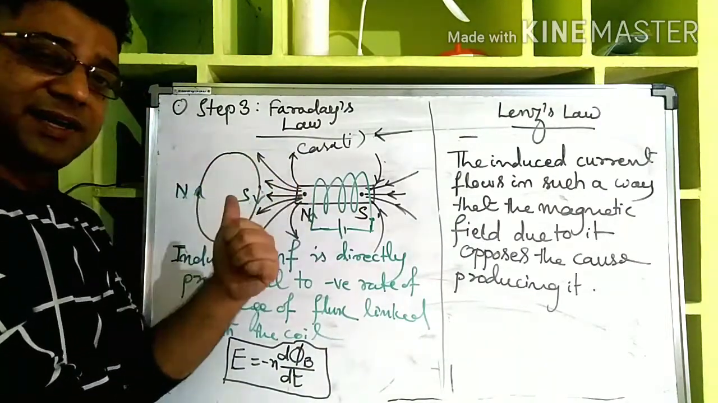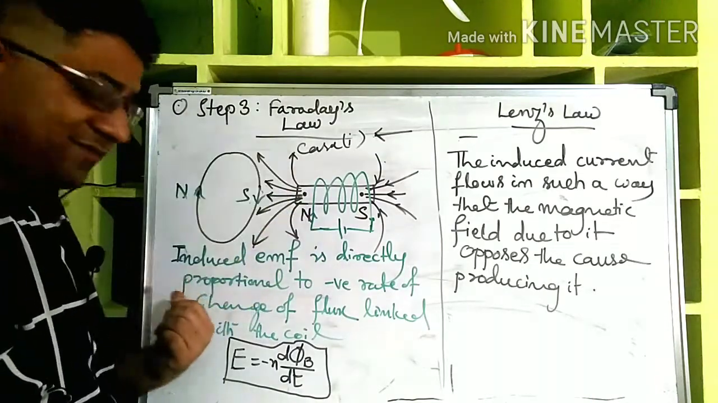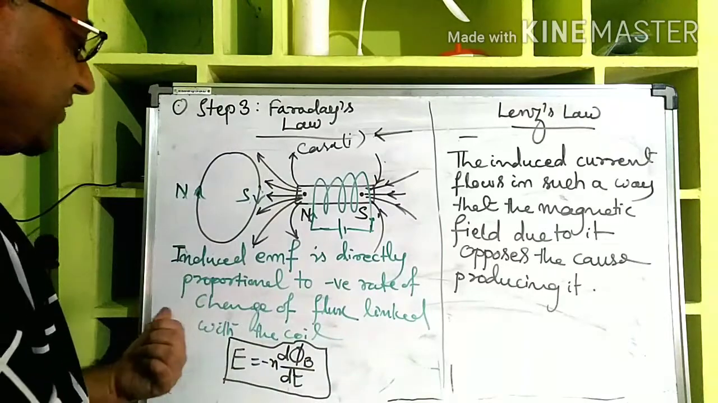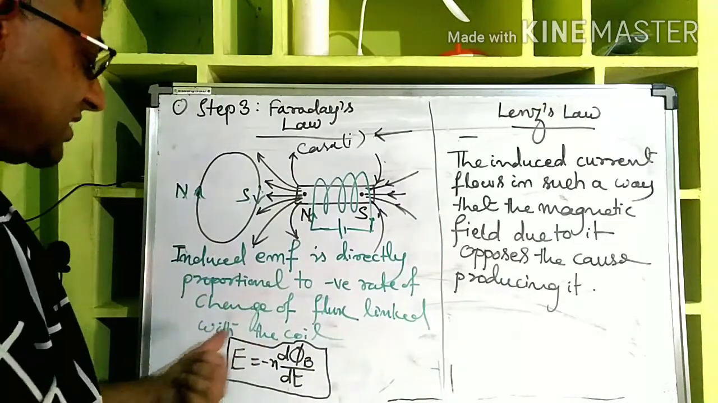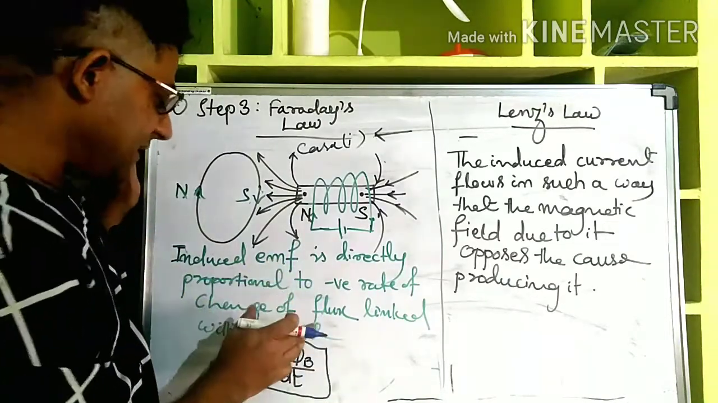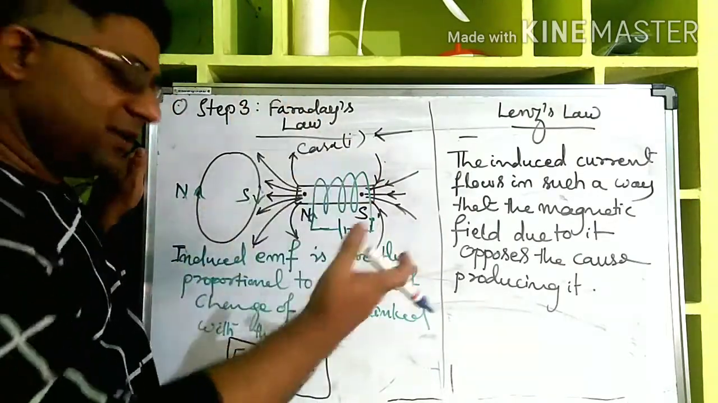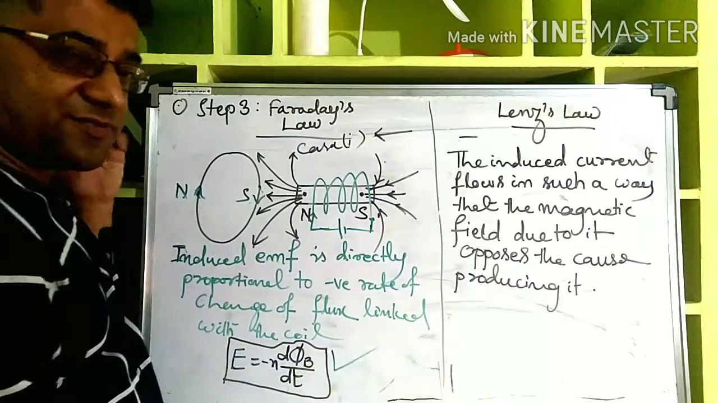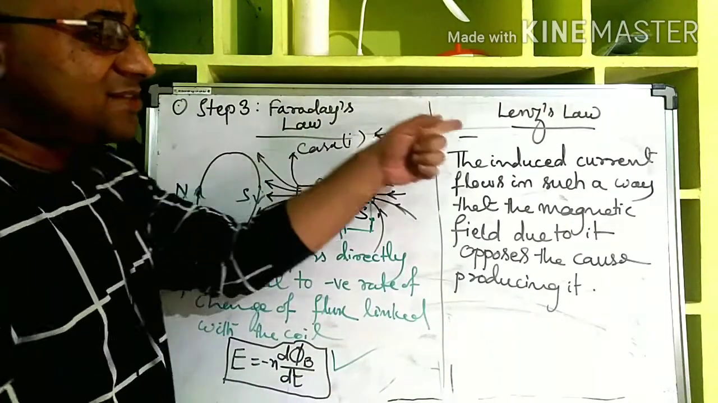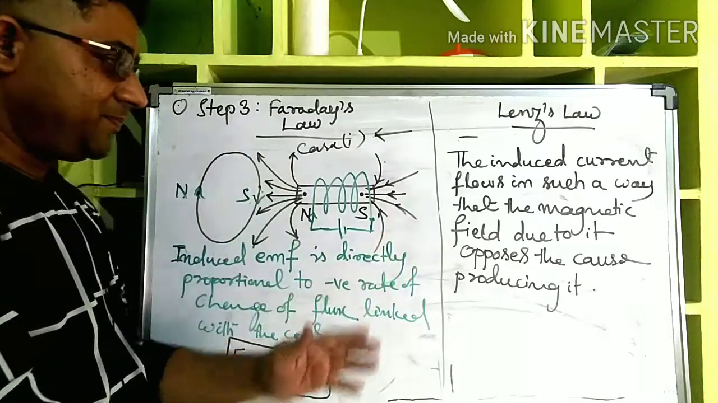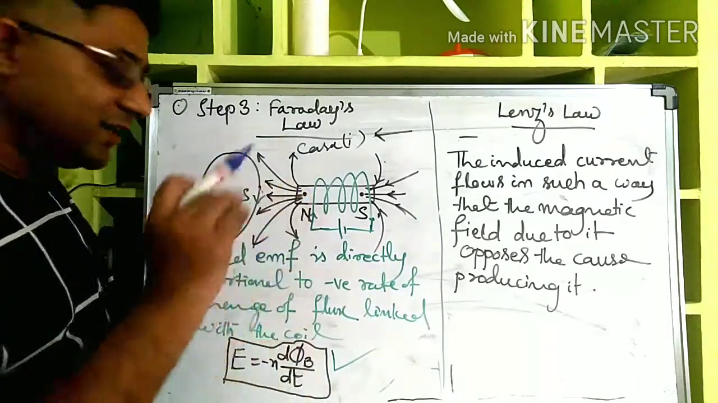That way also we can conduct the experiment to prove the same thing that is stated by Faraday's law, that the induced EMF is directly proportional to the negative rate of change of flux linked with the coil. That means the flux linked with the coil can be changed in any way, and every time this will be observed, and Lenz's law is obeyed in determining the current in all those cases. Is it clear to everybody?